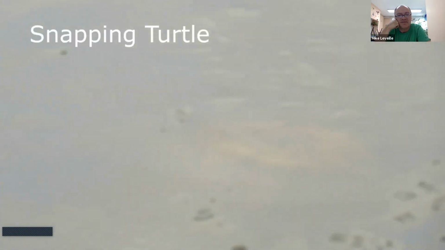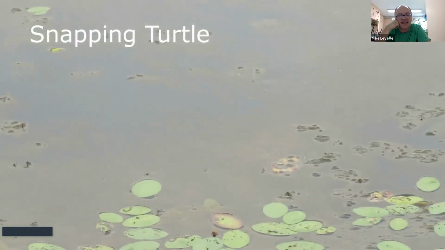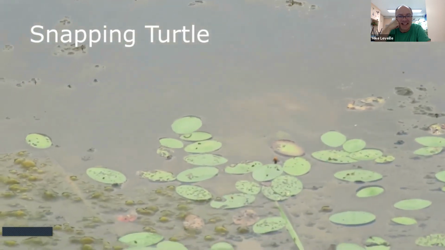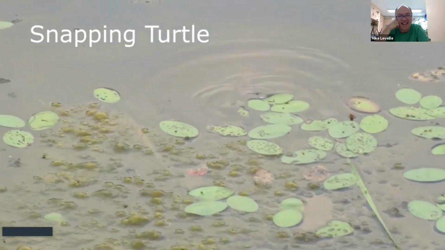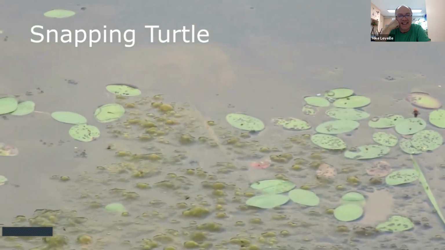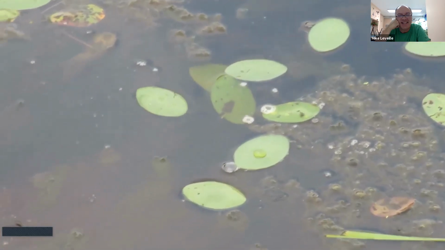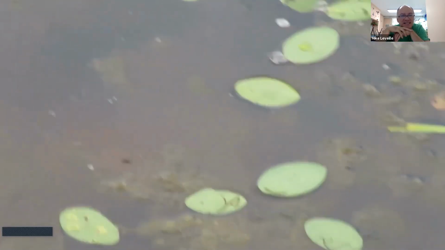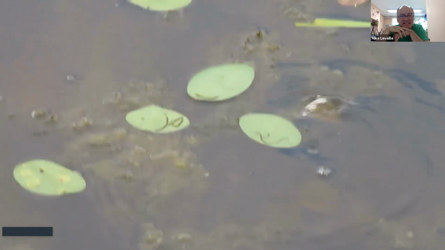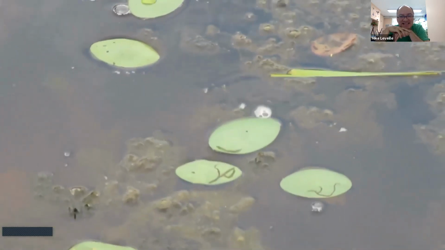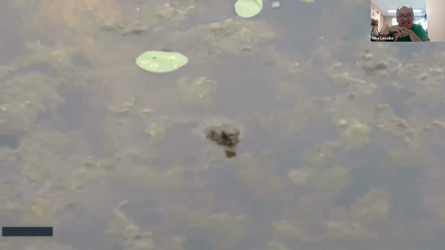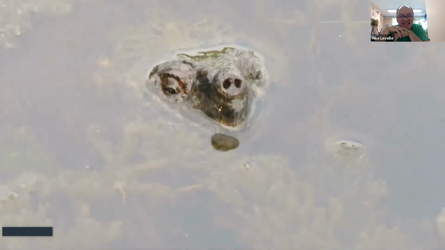Oh, wow, look at it, it's a snapping turtle. It's just under the water. Can you see it? Oh, the plants are moving. It's right under the water. Here it comes. Whoa, look at that nose. It's such an awesome animal. The snapping turtle.